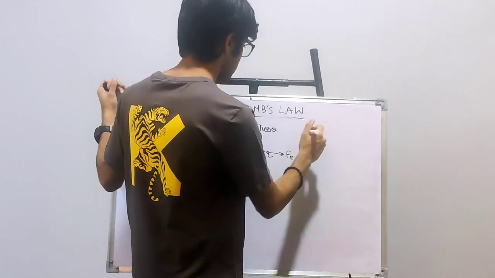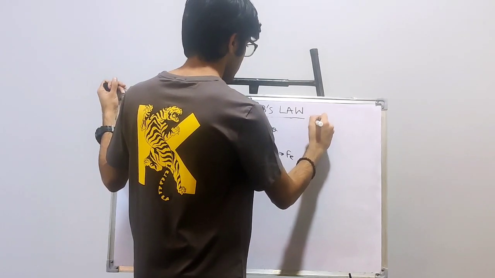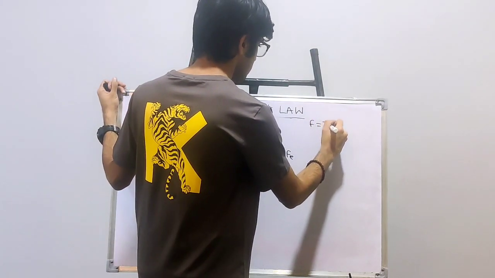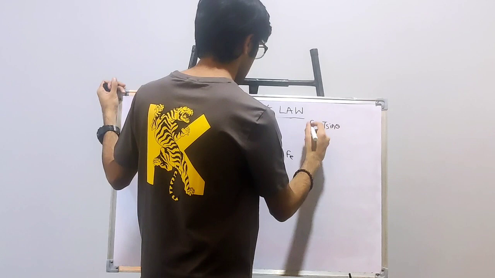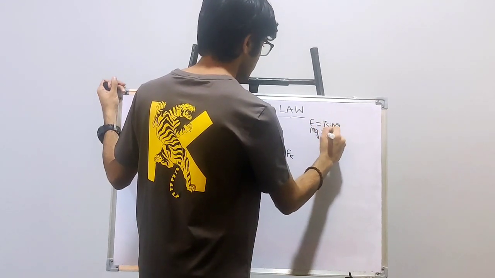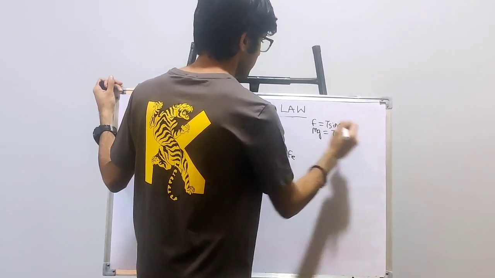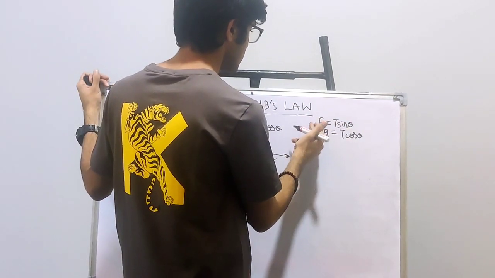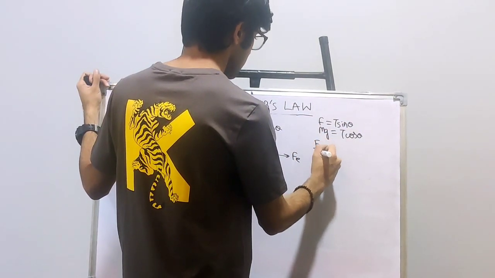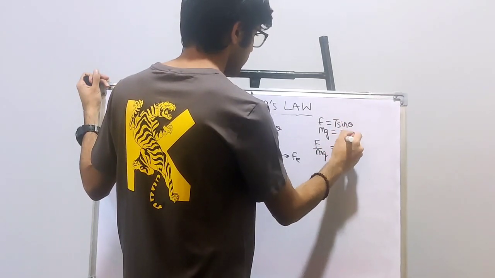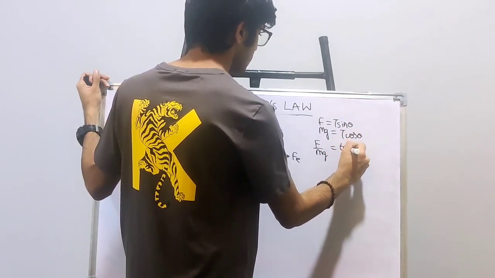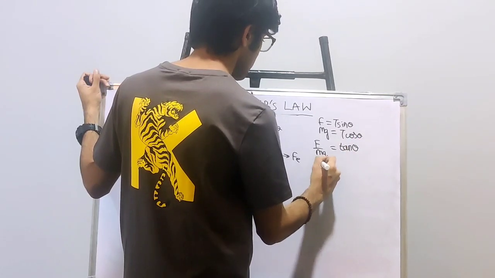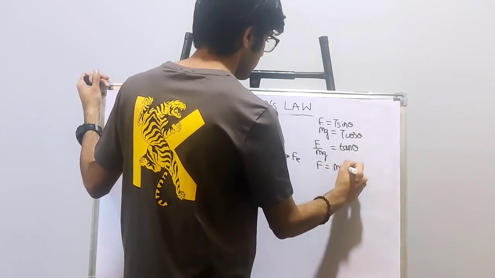So from here we get our equations as F is equal to T sin theta and mg is equal to T cos theta. Now just dividing these two equations, we will get F upon mg is equal to, T gets cancelled, sin theta upon cos theta is equal to tan theta, and F is equal to mg tan theta.